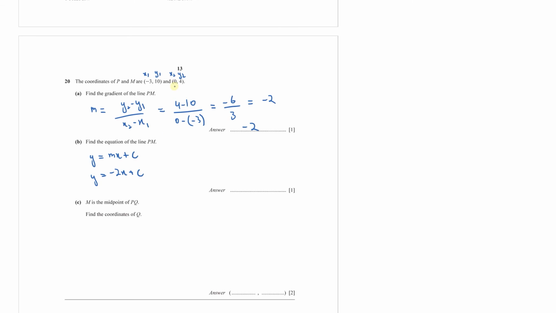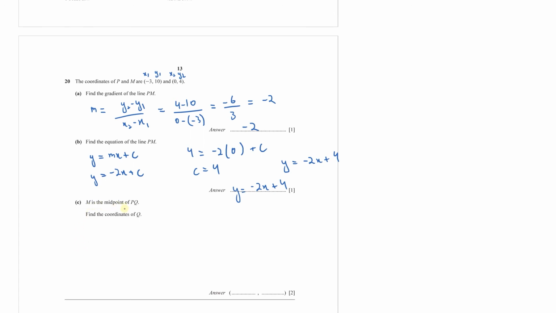So let's use this point 0, 4 and replace the x and y value. So y value is 4. 4 equals minus 2 times 0, x is 0 here, plus c. So this becomes 0 and c equals 4. So your equation is y equals minus 2x plus 4.